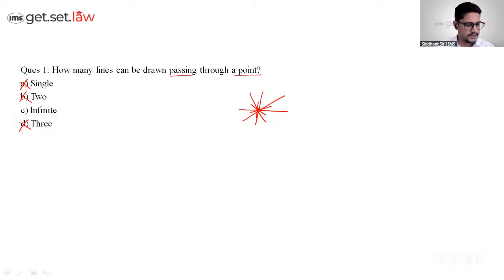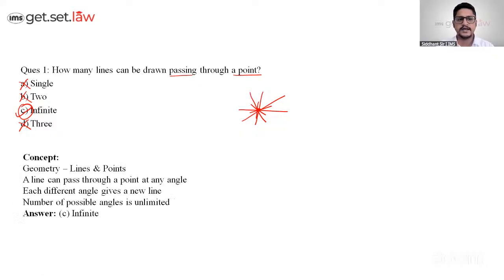And I can see that Ayush has given C as the answer, and that is what elimination can help you with. It took not even a minute, or even 30 seconds, to answer this question. So it is very good, Ayush, and the correct answer is definitely C. This is in regards to the concept of geometry, where lines and points are concerned. It says that a line can pass through a point at any angle.